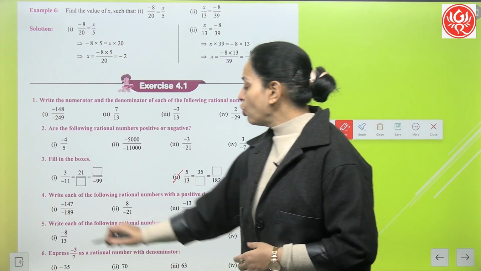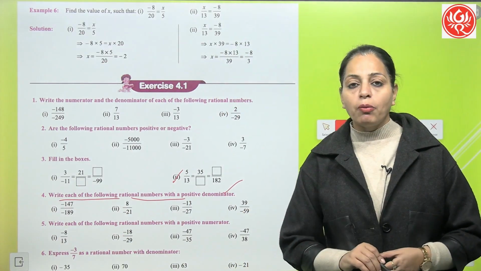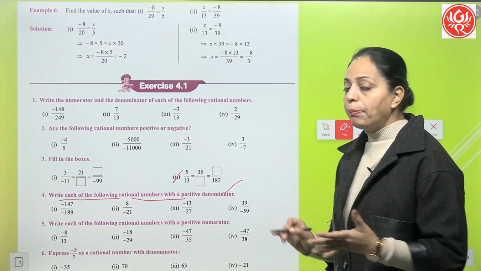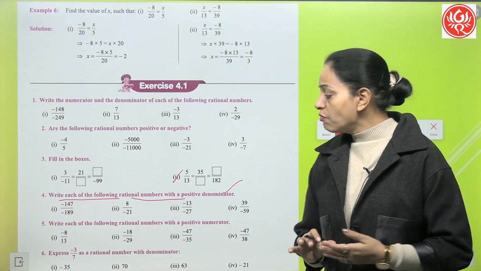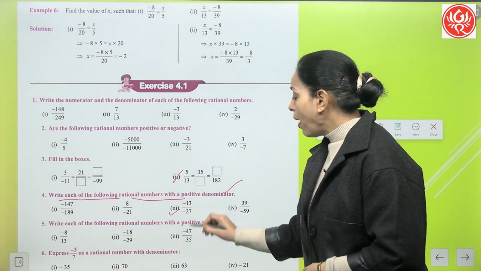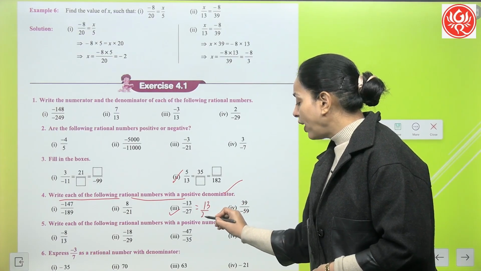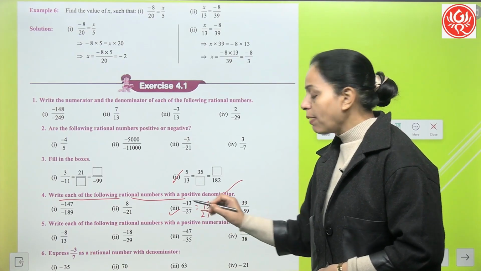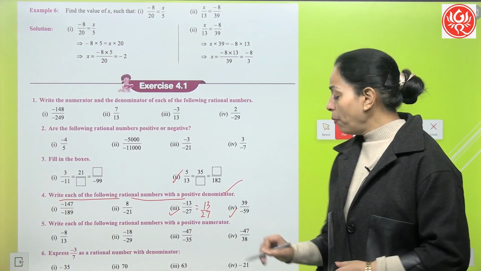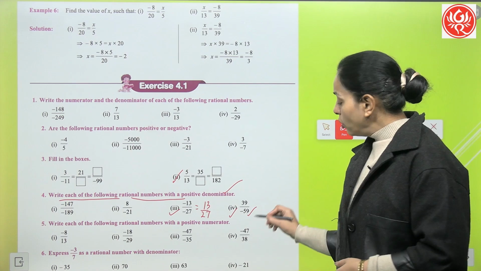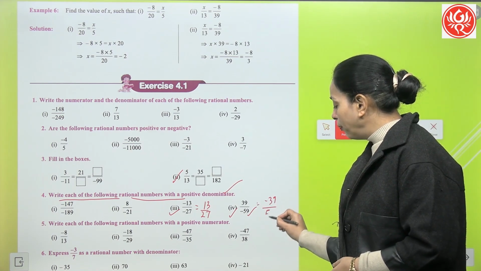The fourth question, write each of the following rational numbers with a positive denominator. यानी जहाँ पे denominator negative है वहाँ पे हमें उसे positive बनाना है. Like third part, minus 13 upon minus 27, we can write because minus minus cancelled. Now here fourth part, 39 upon minus 59. So this minus we can write with the numerator, no problem.